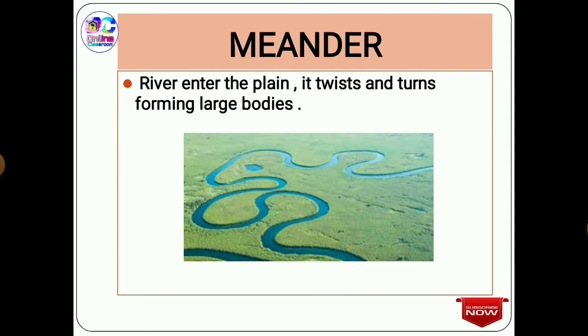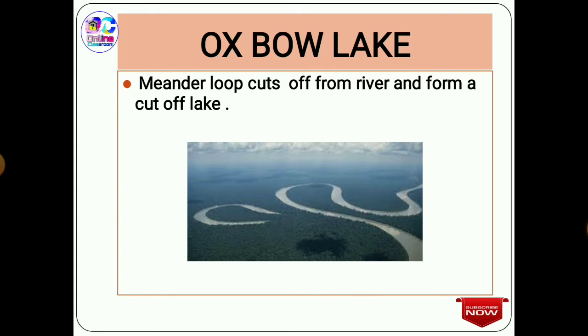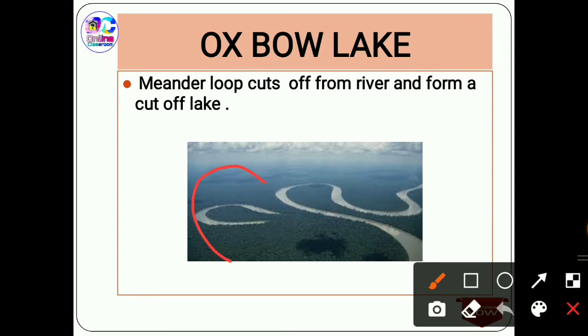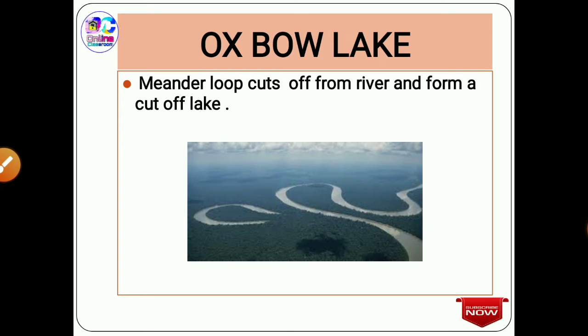The next is a meander. When the river enters into the plain, it twists and turns, forming large bends. And the third one is the oxbow lake. When the meander loop is cut off from the river, this cut-off lake is called the oxbow lake.